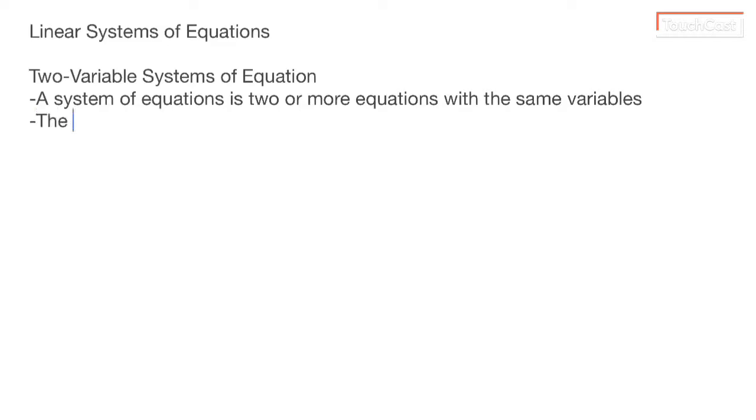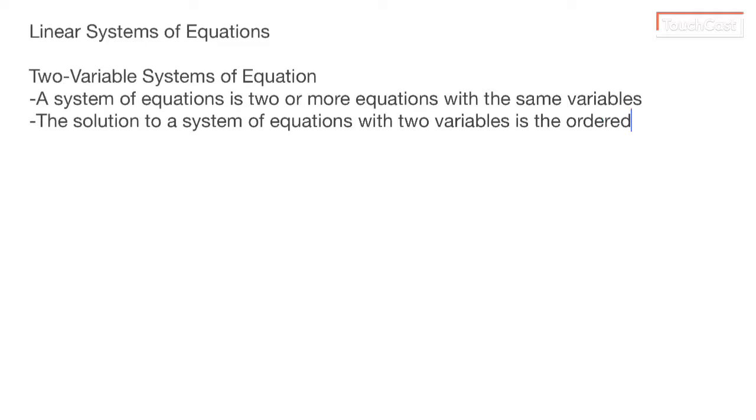I also need you to know that the solution to a system of equations with two variables is the ordered pair where you have an x and a y that satisfies both equations. So it's an x and a y value that makes both equations true.